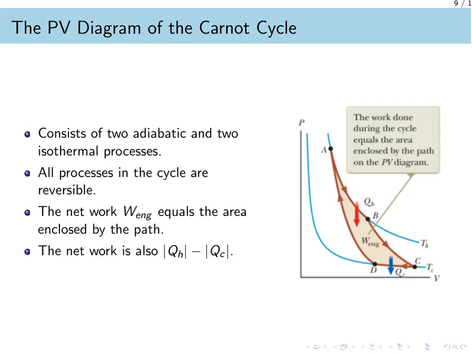A pressure-volume diagram, or PV diagram, provides a visual representation of these four processes. The path consists of two adiabatic curves and two isothermal curves.